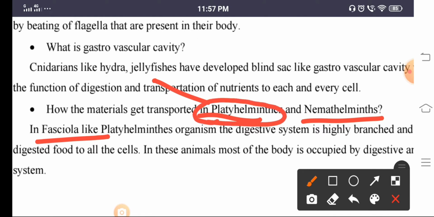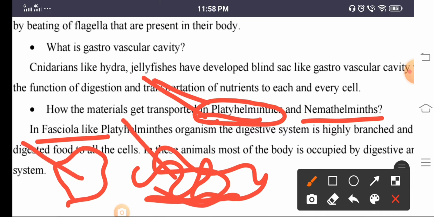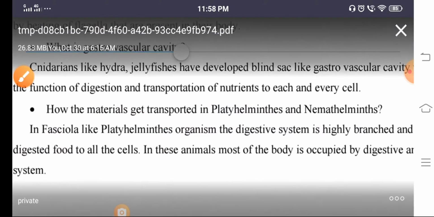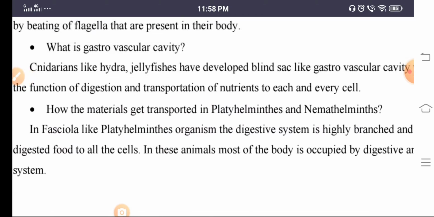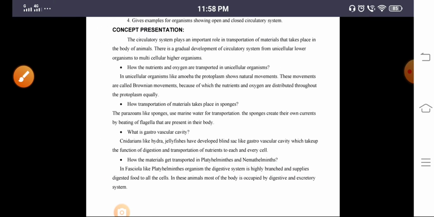Let us take Fasciola hepatica, which has this structure, whereas Taenia solium is a long, ribbon-like, tail-like organism. Both belong to platyhelminthes. In this phylum, all the flat, thin organisms are present. In these organisms, mainly the digestive system takes responsibility for the transport of materials, because the digestive system is highly branched, and the transportation occurs through it in platyhelminthes.